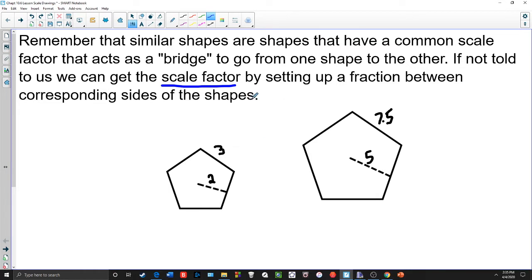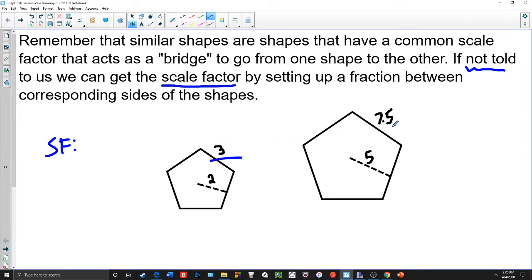Now, if they don't tell us the scale factor, we can get that pretty easily by simply taking two pieces of the shape and making them into a fraction. Taking one piece from one shape, taking a corresponding piece from the other shape, and setting them up as, like I said, a fraction. So for example, let's start here. We'll say scale factor. If I said, what's the scale factor between these two shapes? So what's the bridge? What's the link? Well, they don't tell me, but I could do this one of two ways.